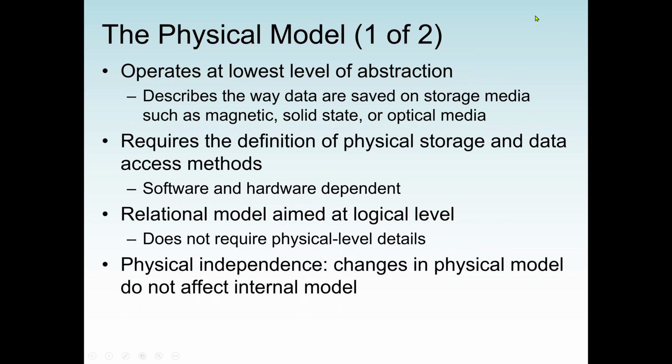The physical model normally operates at a lower level of abstraction. In any computer system, the physical level is always the lowest level of abstraction. This describes the way data are saved on storage media, such as magnetic, solid state, or optical media. And the physical model requires the definition of physical storage and physical access methods, both software and hardware dependent. The relational model again aims at the logical level, and this normally does not require physical level details.